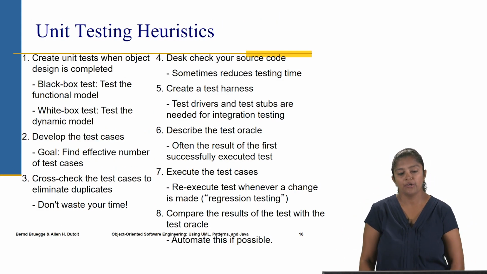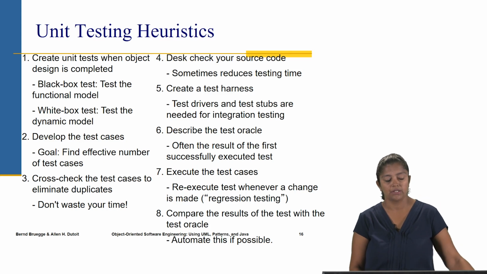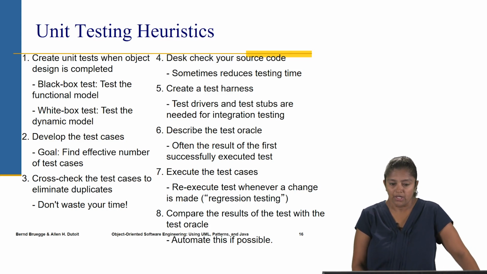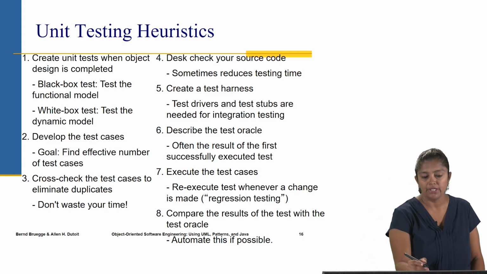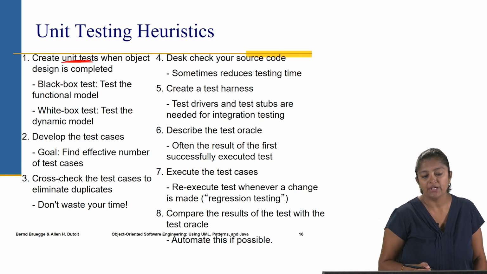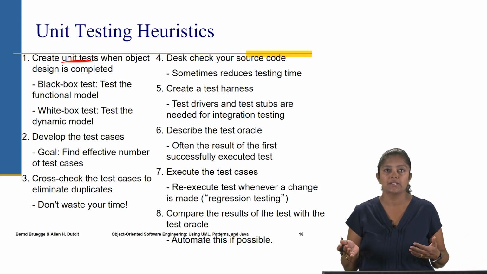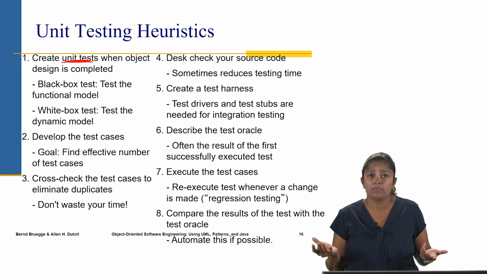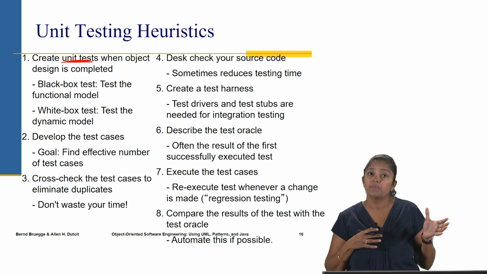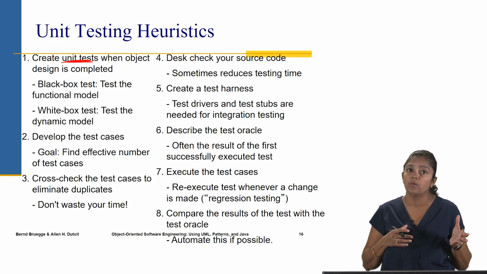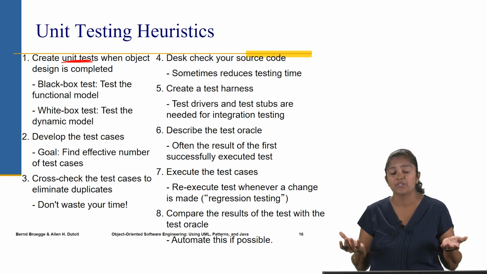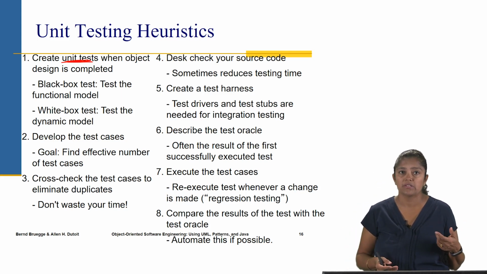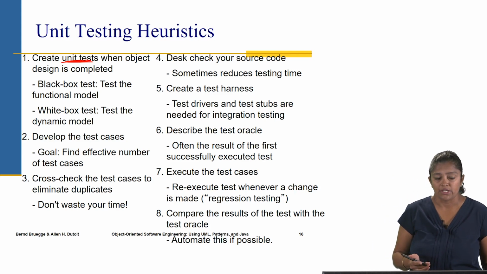So in general, the unit testing heuristics, the set of rules, would be: the procedure is you start out with creating unit tests, and typically it's done when the object design is completed. The object need not be implemented yet, but the object design is completed, which means we know what the attributes of the object are and what the behavior of the object is. At least that much should be known. That's when we can start creating unit tests.